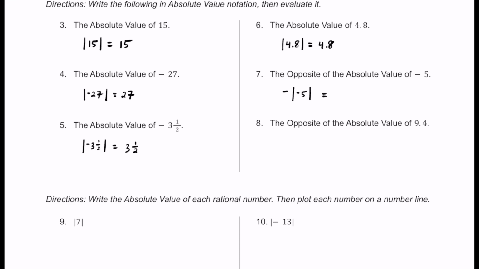Now if we think about it, what's the absolute value of negative 5? That's just going to be positive 5, and so we have the opposite of that, which is going to be negative 5. Okay. For number 8, we have the opposite of the absolute value of 9.4.